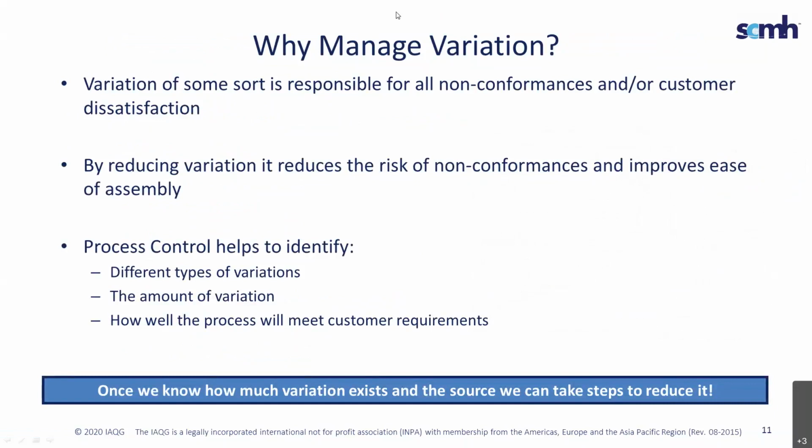Thank you. Why do we manage variation? Variation of some sort is responsible for all nonconformances and or customer dissatisfaction. Nonconformances cause delays and cost money. By reducing the amount of variation, we reduce the risk of nonconformances and improve ease of assembly. Putting process controls in place helps to identify and manage the different types of variation, the amount of variation, and how well the processes will meet customer requirements. Once we understand how variation exists and the sources of variation, we can take the proper steps to reduce it.